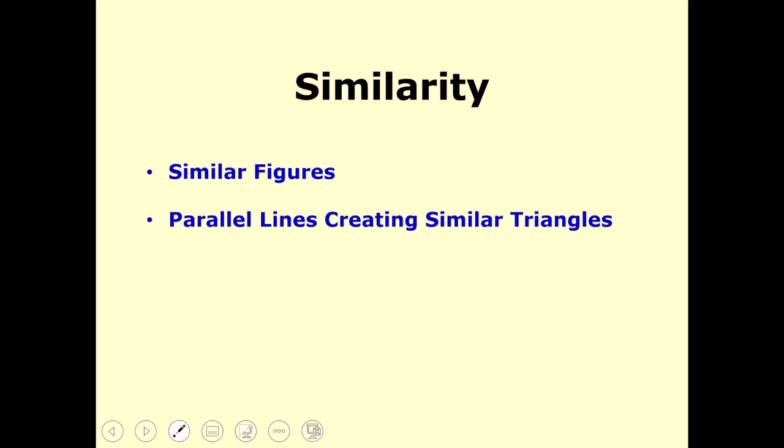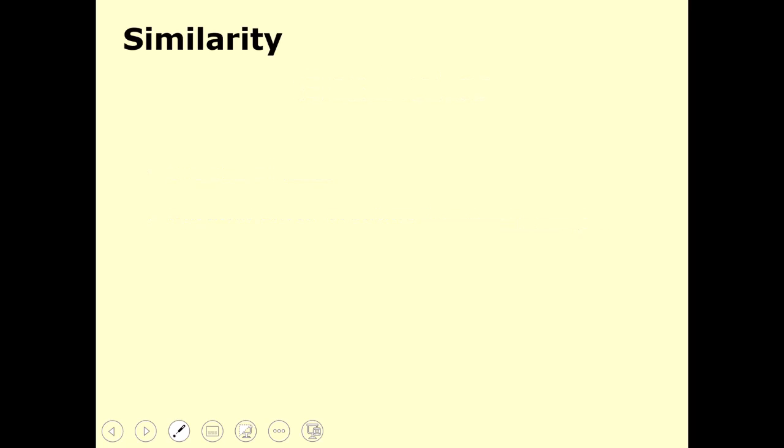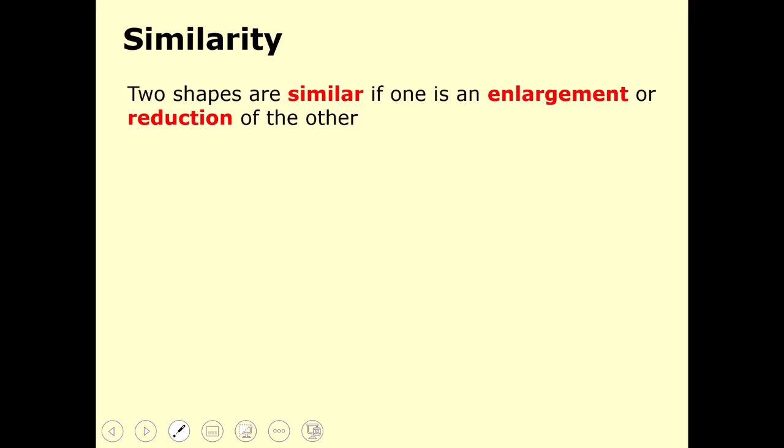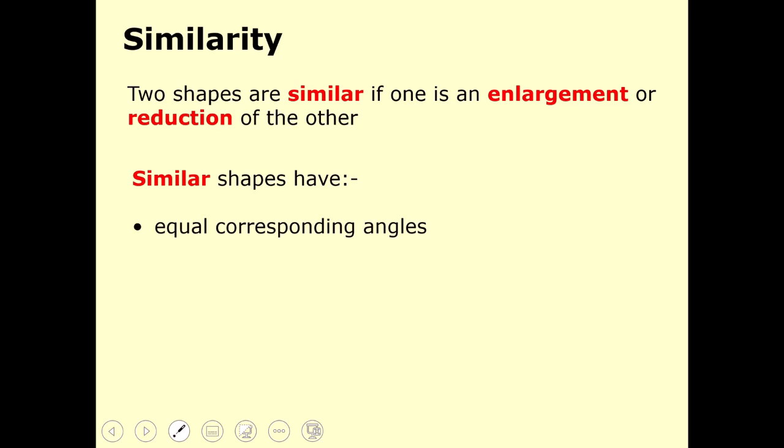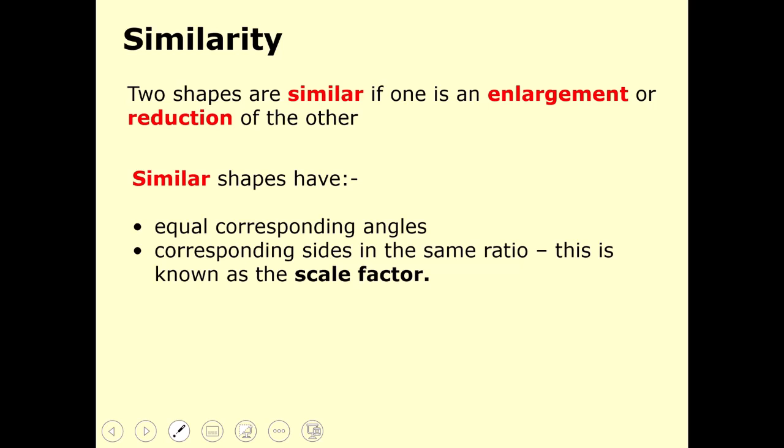So today we're going to start off by looking at similarity, and we're going to look at similar figures, and we're also going to look at parallel lines creating similar triangles. Firstly, let's look at what similarity actually means. Two shapes are said to be similar if one is an enlargement or reduction of the other. So similar shapes have equal corresponding angles and corresponding sides in the same ratio. And this is known as the scale factor. And we're going to really understand what the scale factor means when we go through our first example.